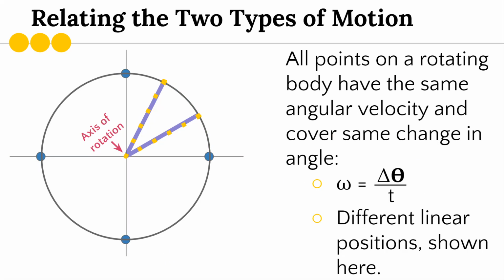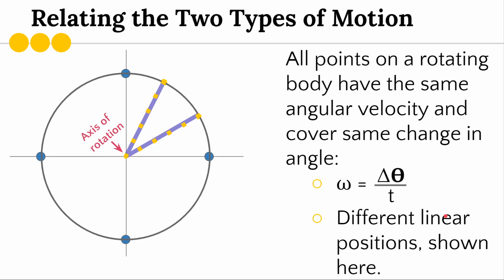All right, so all points on a rotating body have the same angular velocity and cover the same change in angle. So if I look at any of these points that I've labeled on either of these, they all have the same change in angle about this axis of rotation. They don't have the same linear position change, but they do have the same angular position change. Okay, and so whenever you look at this, we can use this equation, which we've already looked at, to say that our angular velocity is equal to our change in theta, the change in the angle here, divided by time.